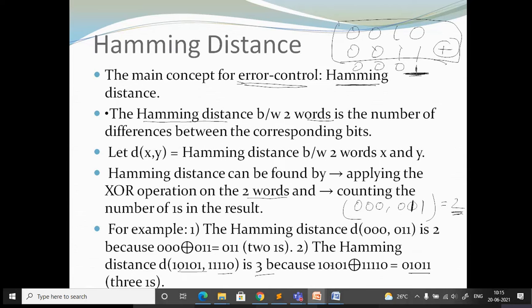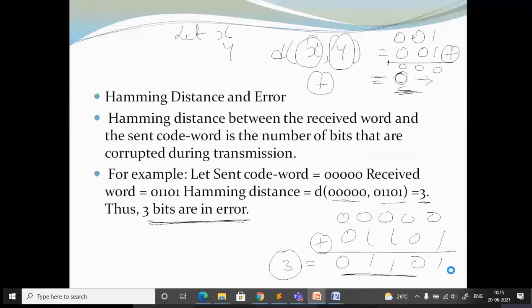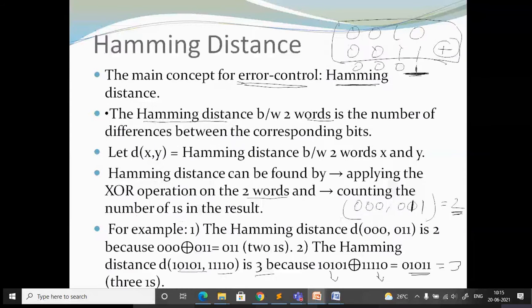Similarly, you can take any numbers, and in the result you count how many ones there are. Accordingly, you can know the Hamming distance between two words. So what are these two words here? One is the data that is sent and the other is what is received. What is the difference, the distance, between these two? That is calculated using a simple XOR operation.